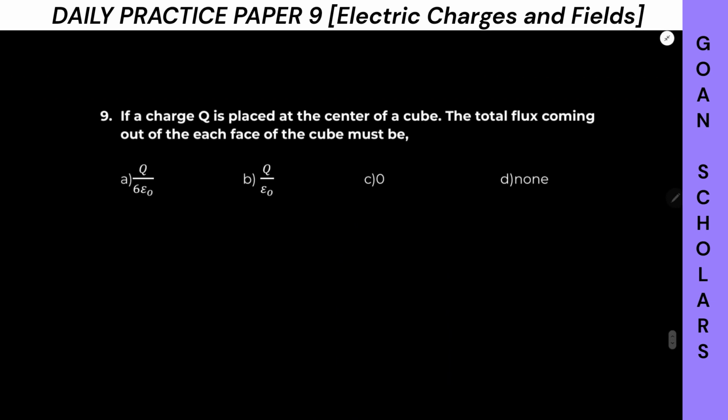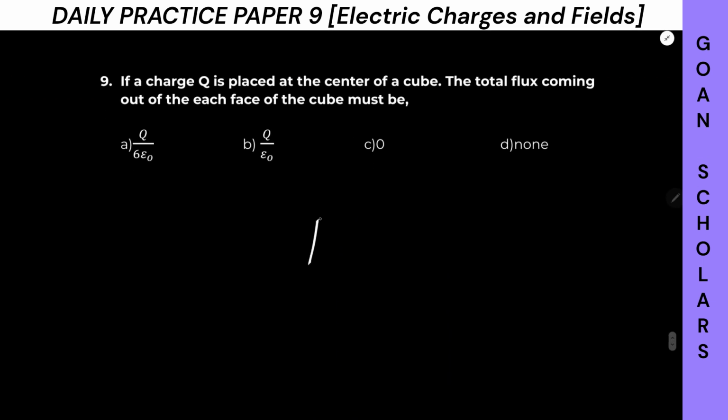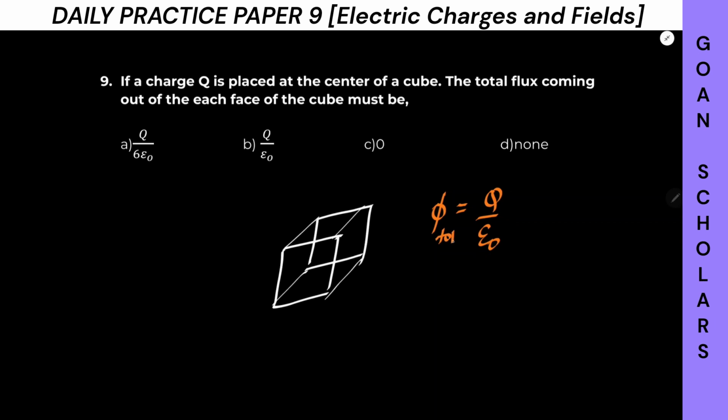If a charge q is placed at the center of the cube, the flux coming out of each face. Now be very careful in this case. The total flux which is coming out of this cube is how much? Just now we found q by epsilon naught. This is total. But through each face, how many faces are there? 1, 2, 3, 4, 5, 6. So flux phi will be 1/6 of q by epsilon naught. So the correct answer is 1/6 of q by epsilon naught, option A.